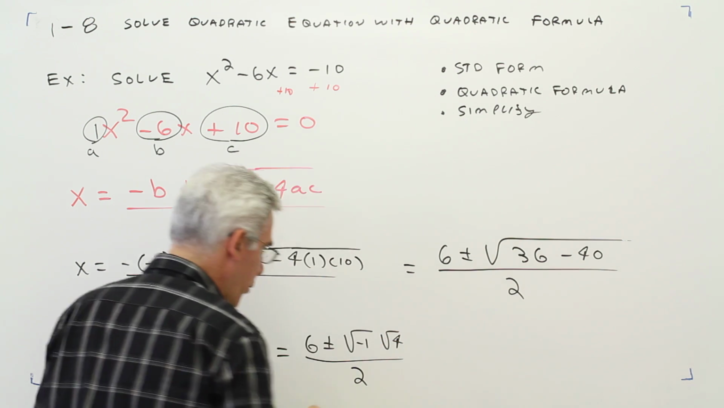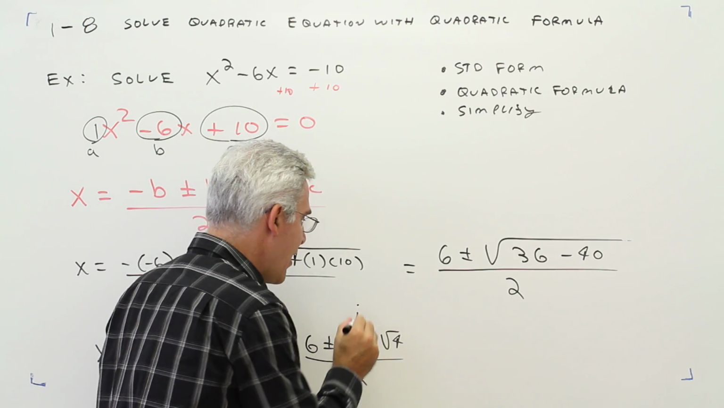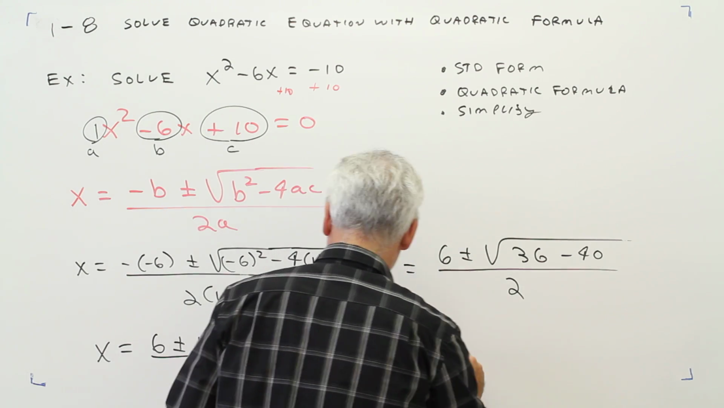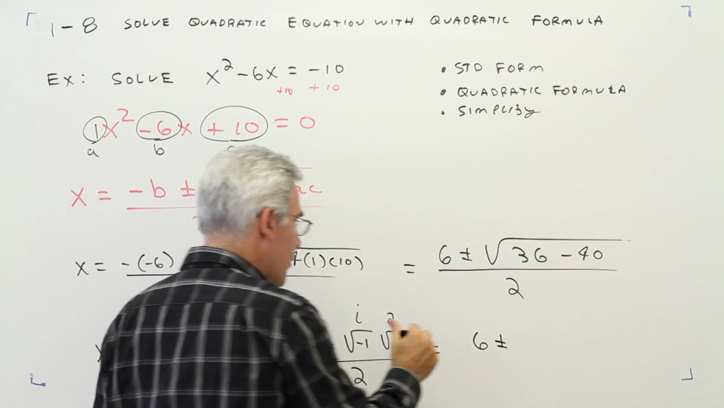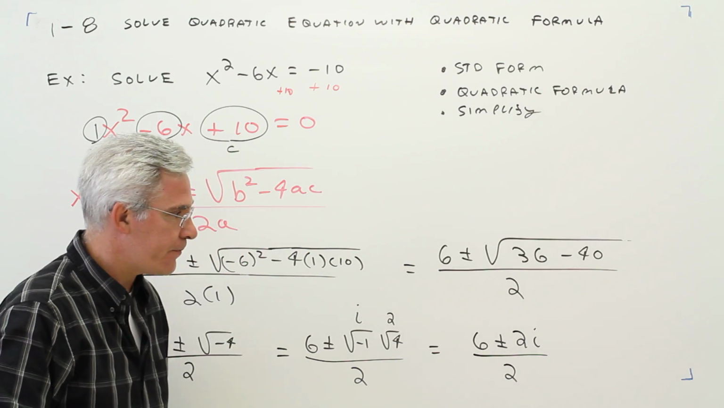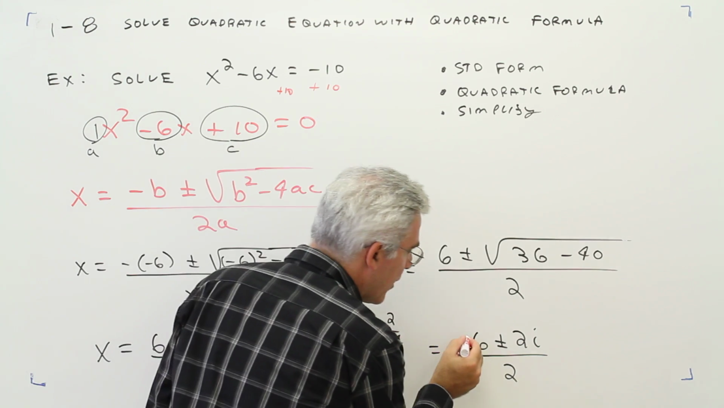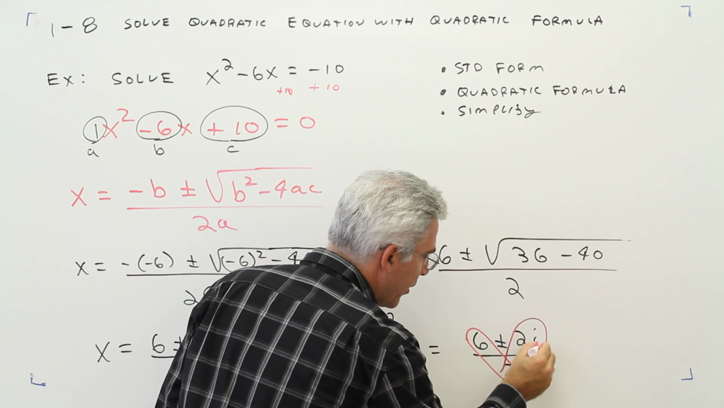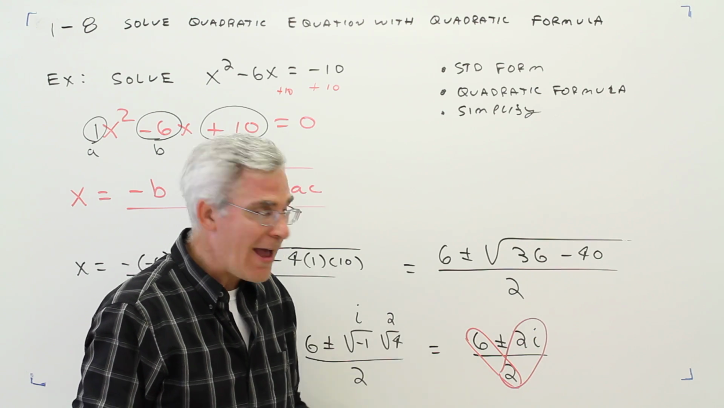4 all over 2. The square root of negative 1 is i, and the square root of 4 is 2. So that's going to be 6 plus or minus, we don't say i2, we say 2i, 2i over 2. And then what I'm going to do is, I can do crisscrossing bubbles, if you will. So it's going to be 6 over 2 plus or minus 2i over 2.